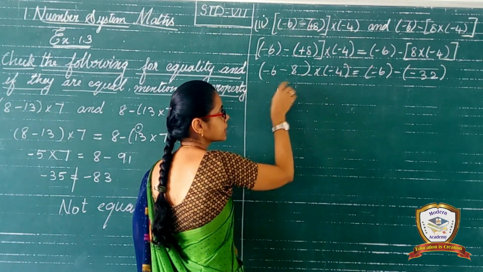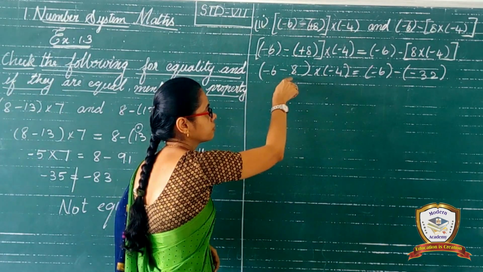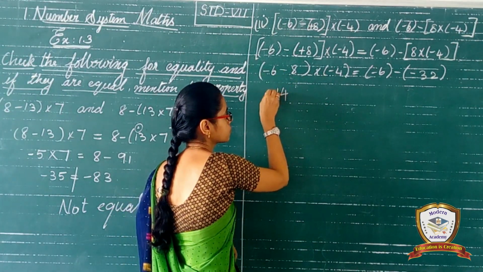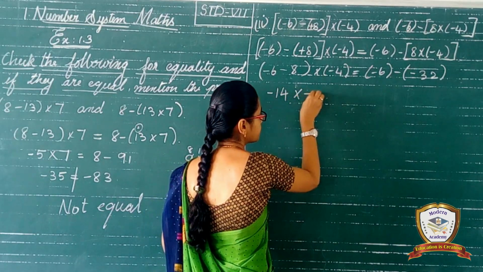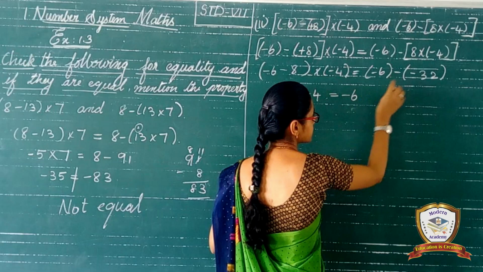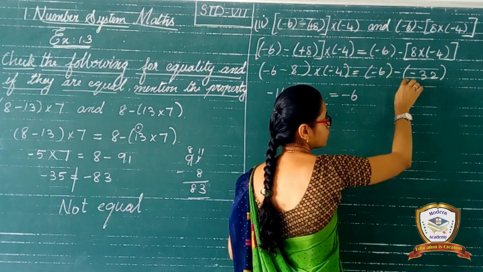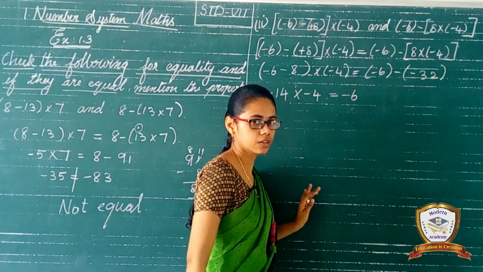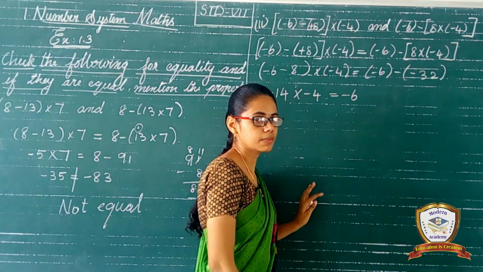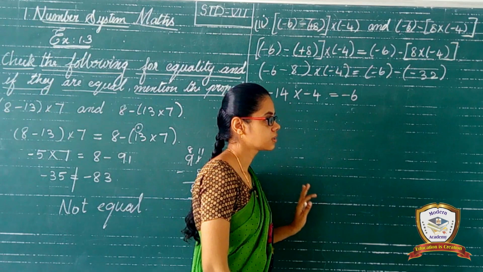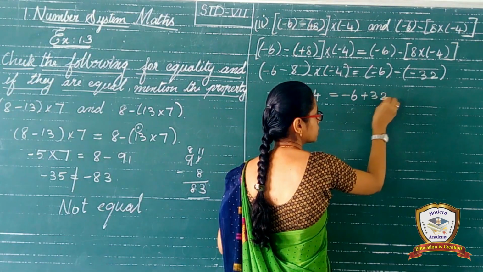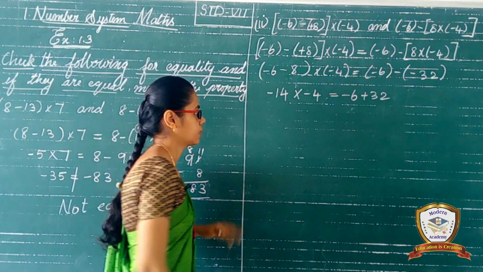And mention the biggest number's sign. So see, which one is the biggest number? 8, with the sign minus in front. So I mention it here. And multiplied by minus 4 equal to minus 6. So here we remove the bracket. So minus into minus, what's the answer? Same sign, we need to mention the sign plus in our answer. So plus 32. Right?